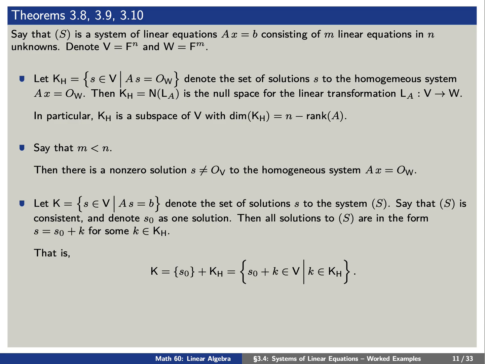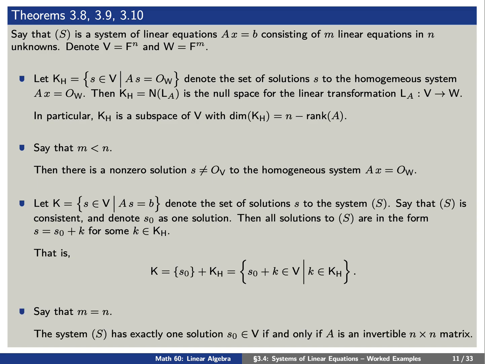Next, let's let capital K denote the set of solutions to our system, capital S. Let's assume for the moment that our system, capital S, is consistent, and let's denote lowercase s sub 0 as one solution. Then all solutions are of the form lowercase s equals s0 plus lowercase k for some lowercase k that is a homogeneous solution. That is, we can write capital K as just s0 plus K sub h, where K sub h is the solution set for the homogeneous system.